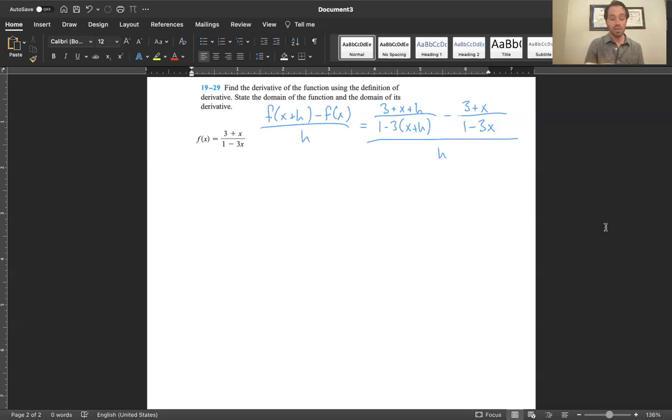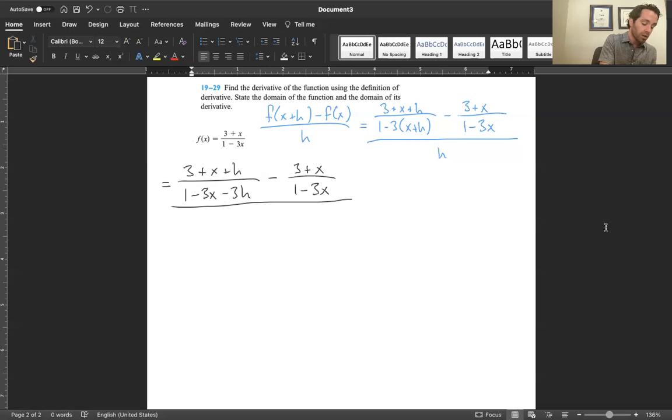This is every bit as bad as it seems. So we are going to need to do some pretty serious manipulation here. 3 plus x plus h over 1 minus 3x minus 3h minus 3 plus x over 1 minus 3x, and then that whole big thing over h. Well, I'm thinking, should we form a common denominator between the top two, or should we try to take the h in from the start? I think we should probably form a common denominator, as horrible as that is.